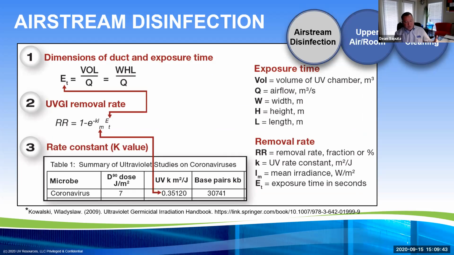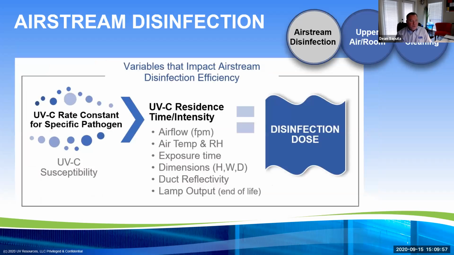So they can be anywhere from 90%. You can see here's a D90 dose down here. That's part of how we register it. D90, there's a D95 and there's a D99, so whatever removal rate you're looking for. Again, just quickly, we're going to take a look at what the rate constant is of a specific product. That's that coronavirus that we saw there.